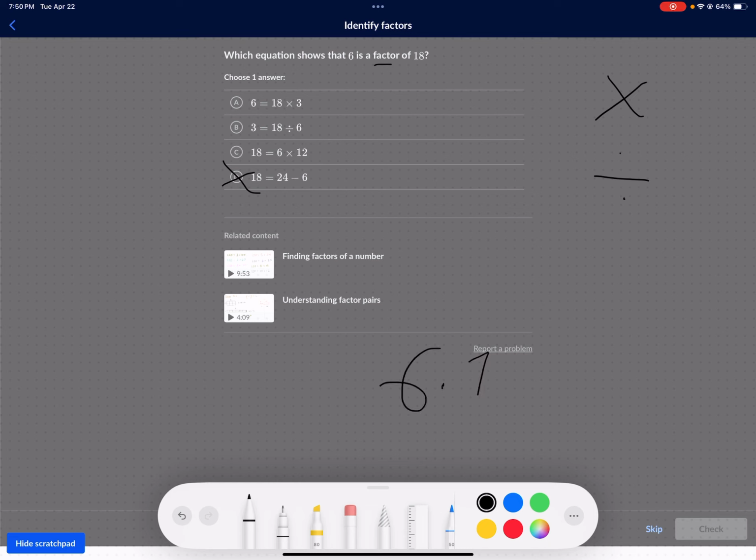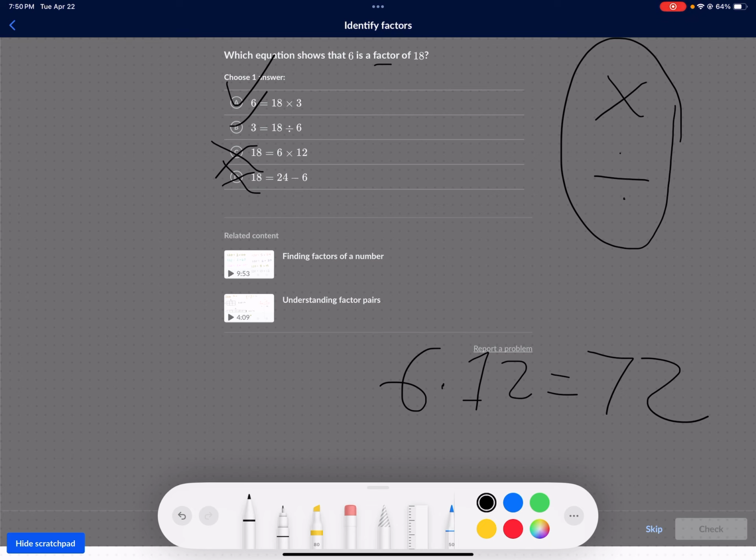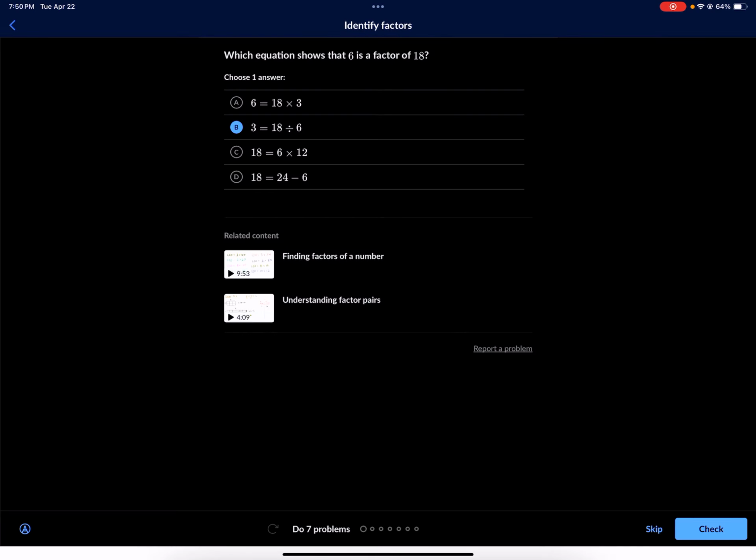What is 6 times 12? It's 72, which is not equal to 18. This is wrong as well. The only answers that will work here are A and B. So that's the trick. Eliminate all answers that are not multiplication and division, and make sure that they are correct. That's the only 2 things you need to know. You probably don't even need to read the equation, but I guess it's good just to find out the context. But anyways, let's guess.